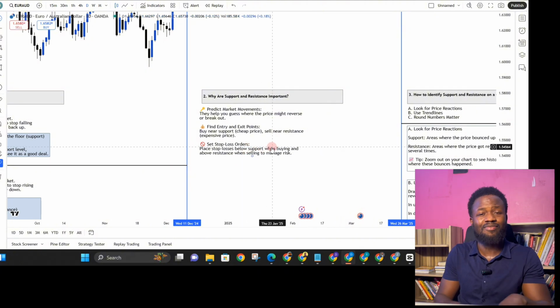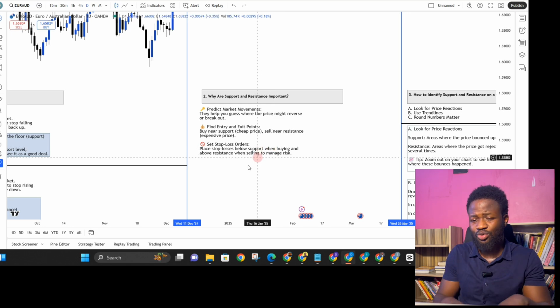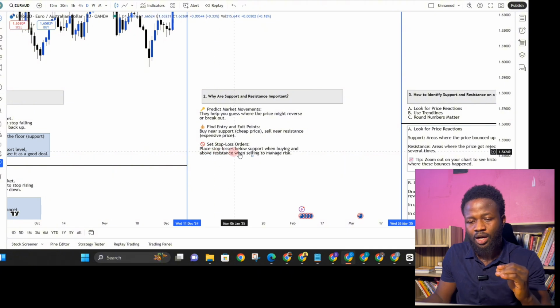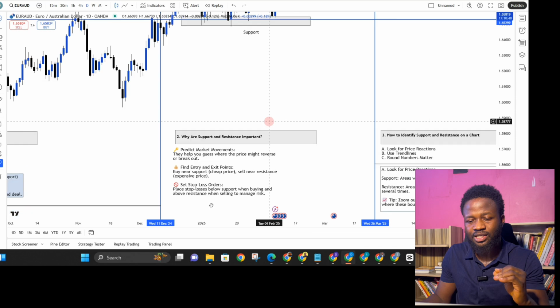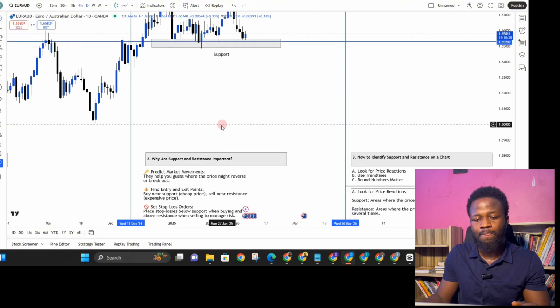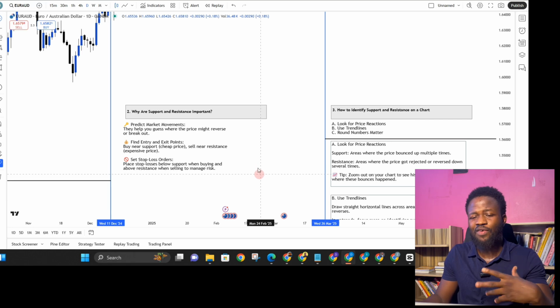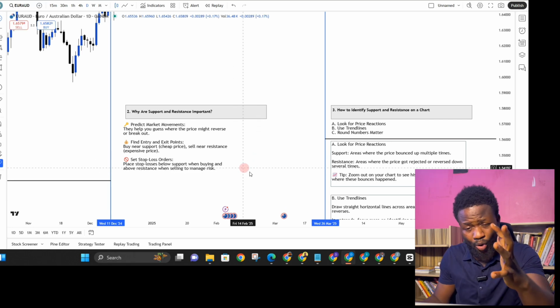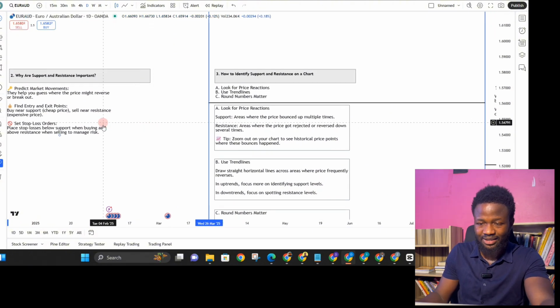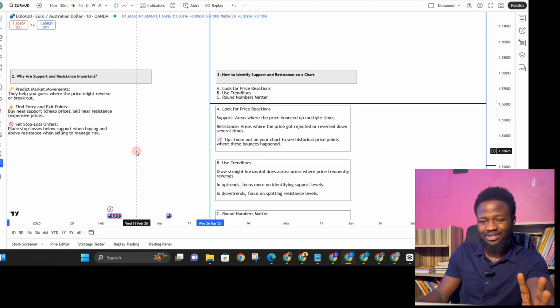And the last one, which is very important to me in my own trading journey, is that it helps us to set stop loss orders, because we place stop losses below support when buying and above resistance when selling. So if I'm buying, guess where my stop loss will be? Below here. If I'm selling, guess where my stop loss will be? Above here, right? Simple as that. We're going to refine this, but this is the basic. This is how it is done. It doesn't have to be complex. It's forex trading though, but it's not complex. All right, that is that on that. That's why they are important.